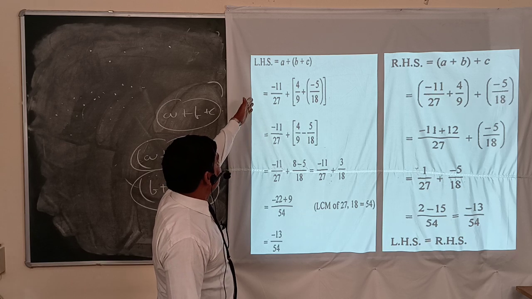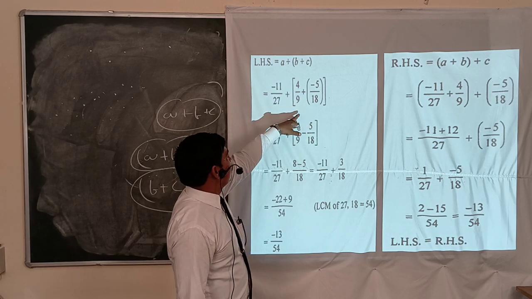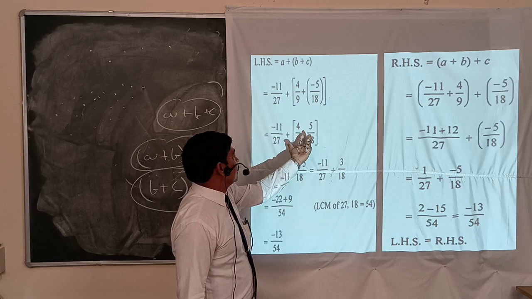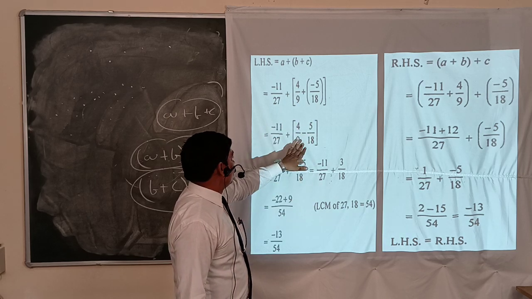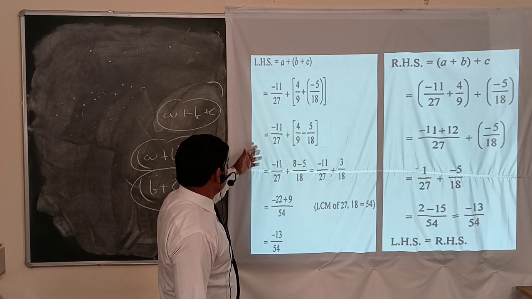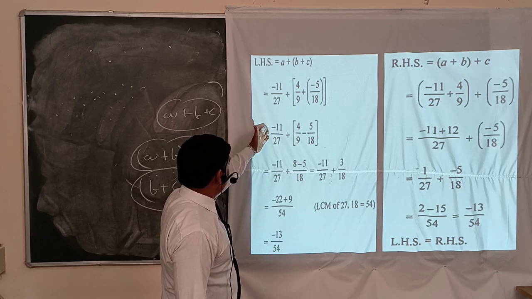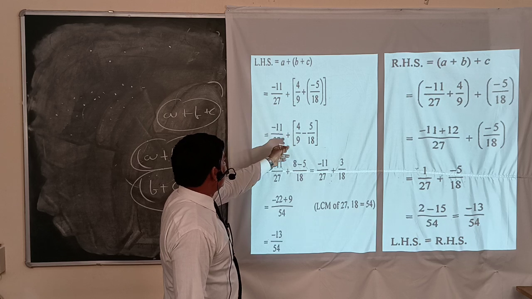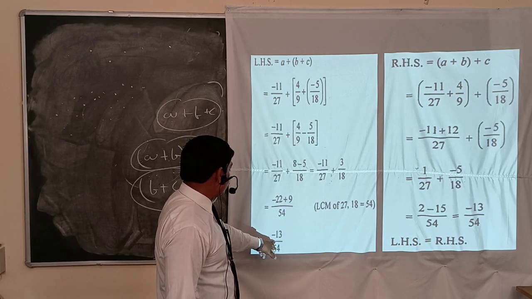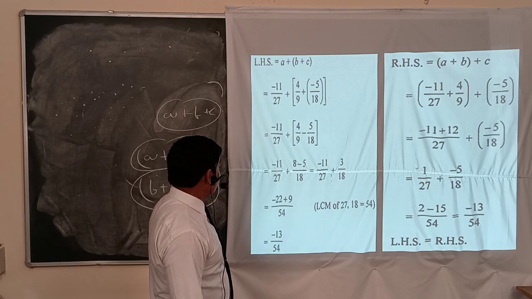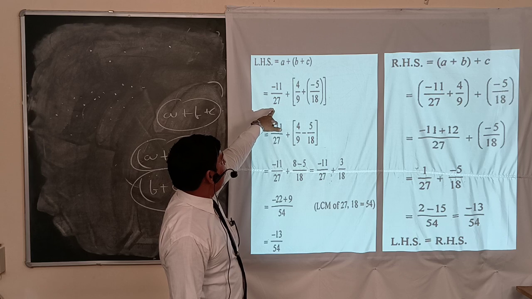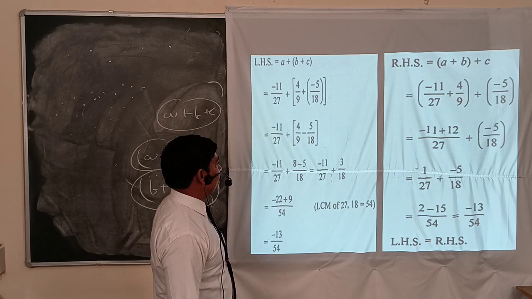Now here, A plus B plus C, so A is taken separately, B plus C is solved, and whatever answer we have got after solving B plus C, the same will then be added to minus 11 by 7. At last we have got minus 13 by 54. So this was the result of A plus B plus C.